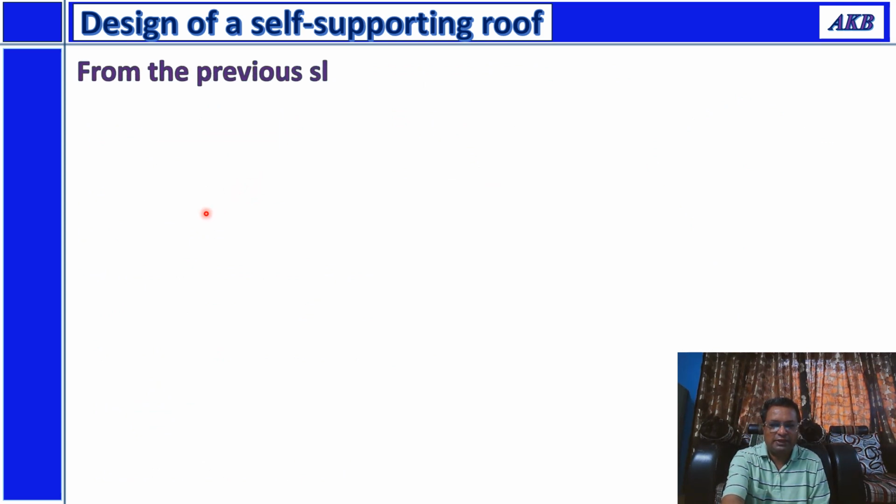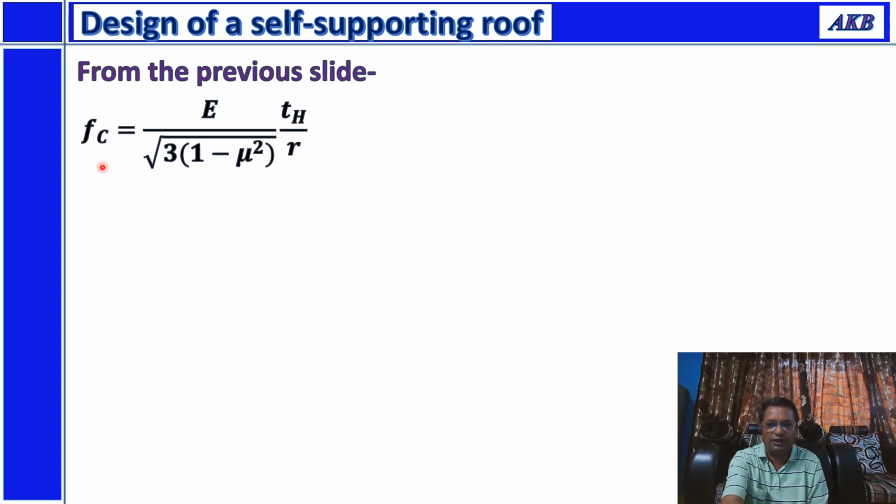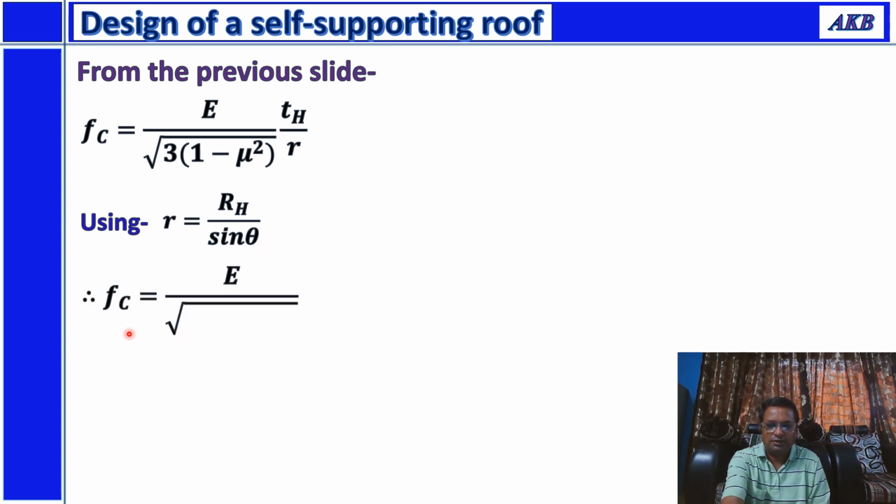So from the previous slide, I will continue with this equation. We had written the equation for critical stress: Fc is equal to E upon under root of 3 into 1 minus mu square into Th upon R. Now we will use the equation for R, the radius of curvature. Radius of curvature is the radius of the conical roof divided by sine theta. So if I use that, the equation for critical stress will be Fc is equal to E upon under root of 3 into 1 minus mu square into Th upon Rh upon sine theta. So in place of R, we have used this equation.